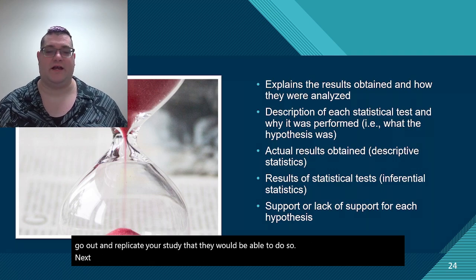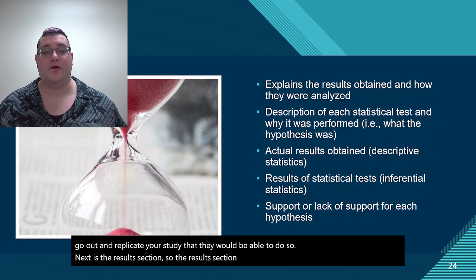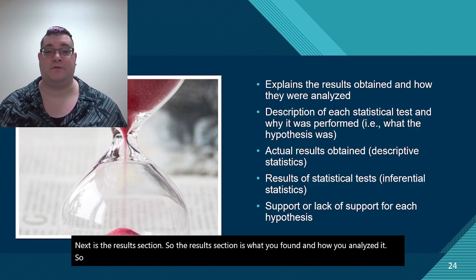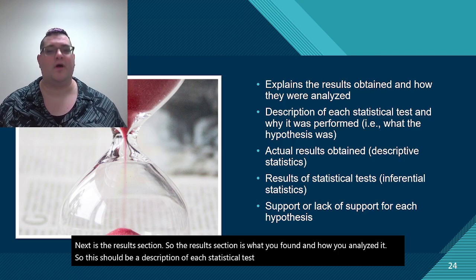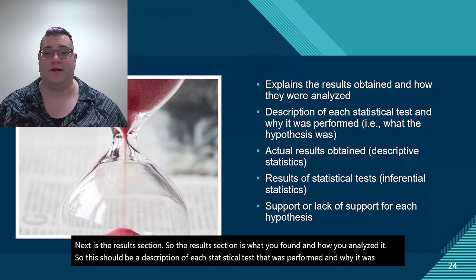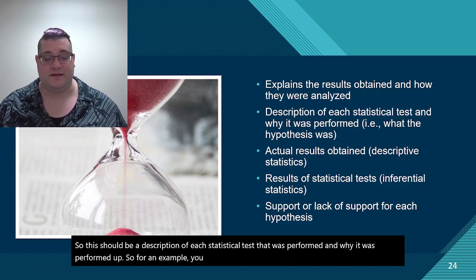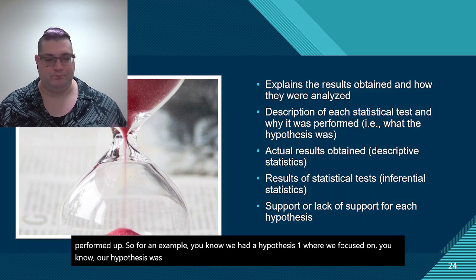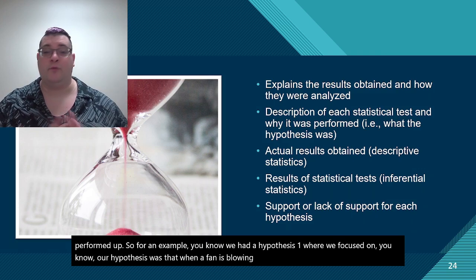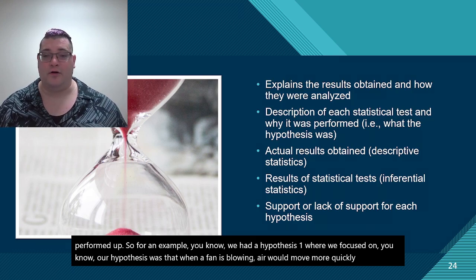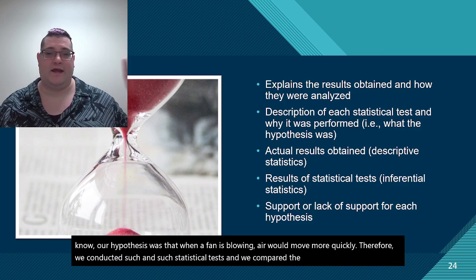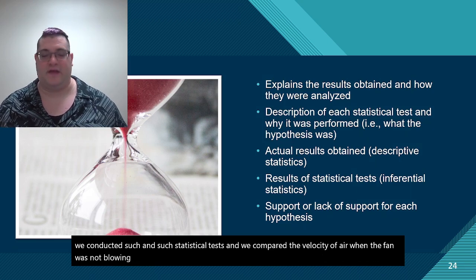Next is the results section. So the results section is what you found and how you analyzed it. So it should be a description of each statistical test that was performed and why it was performed. So for an example, we had hypothesis 1, where our hypothesis was that when a fan is blowing, air would move more quickly. Therefore, we conducted such and such statistical test, and we compared the velocity of air when the fan was not blowing to the velocity of air when the fan was blowing.